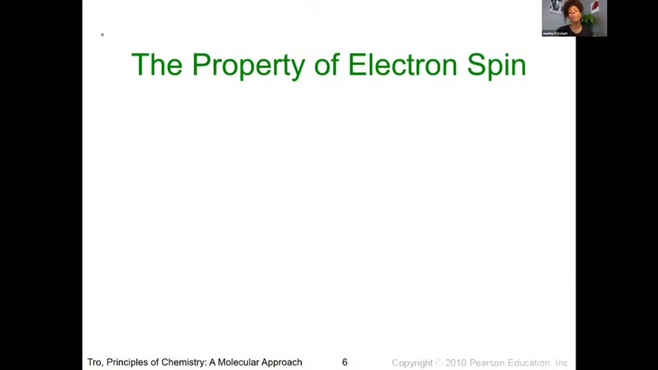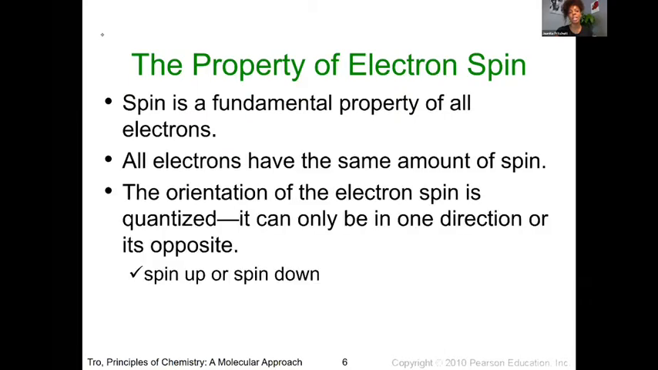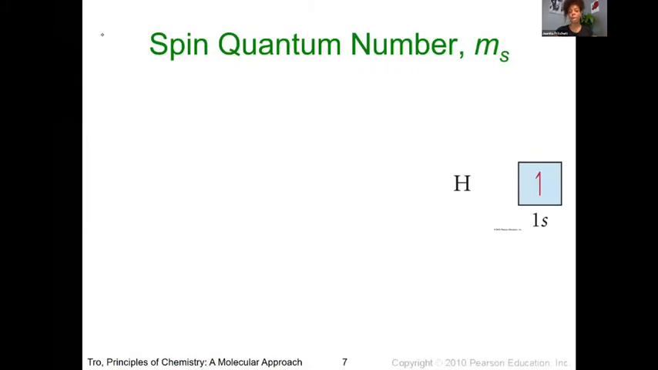What this can be attributed to is the attraction to that magnetic field. The final quantum number that we're going to be assigning is this electron spin quantum number. All electrons have this fundamental property, and all electrons have the same amount of spin. The orientation of the electron spin is considered to be quantized, meaning there's a specific amount of energy associated with it, and it can only go in one direction or the opposite. Either it's spinning up or it's spinning down, and we'll be assigning values based off of the direction.